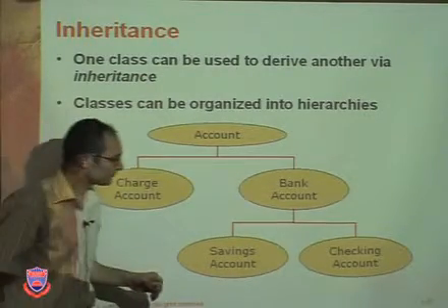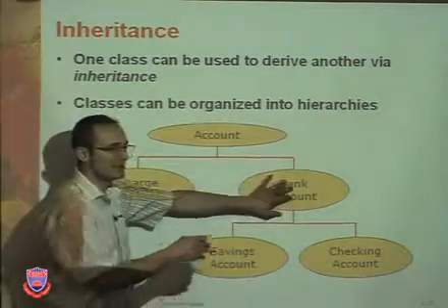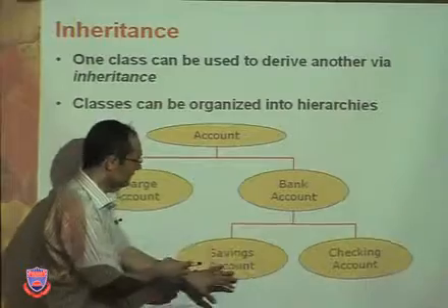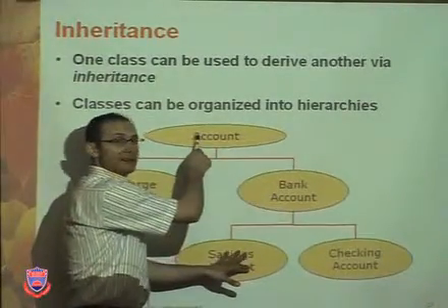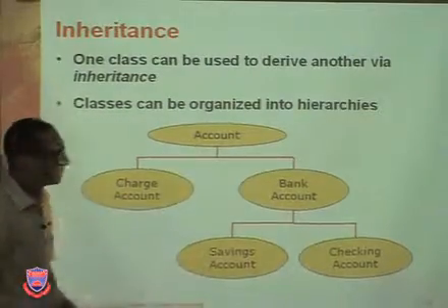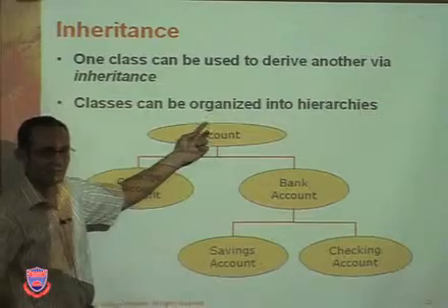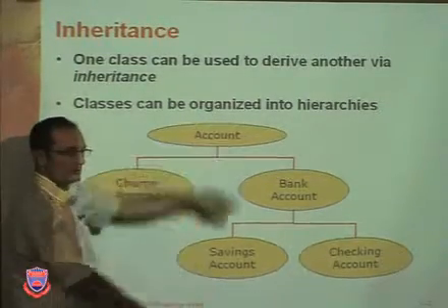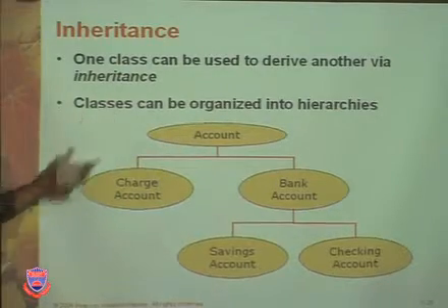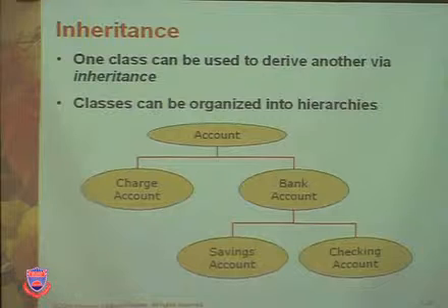So this is called inheritance. This bank account inherits properties of account. This savings account inherits the properties of bank account, which inherits the properties of account. So let's say if there's a method that is defined for the account class, a withdraw method, for example, this savings account can use that withdraw method if it needs to. Okay? Any question?